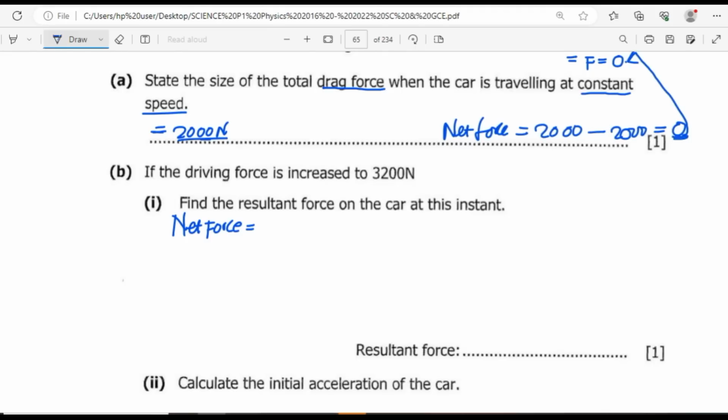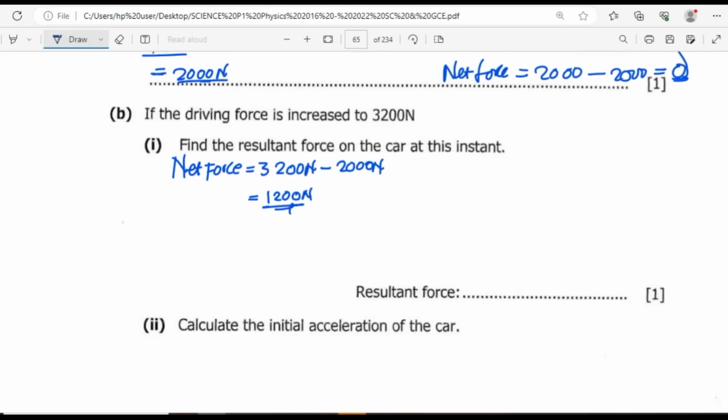So net force will be the increased driving force, which is 3200 newtons, minus the drag force, which is still 2000. If you find the difference, you get 1200 newtons. So you can see that since we have the net force, we can also find the acceleration.